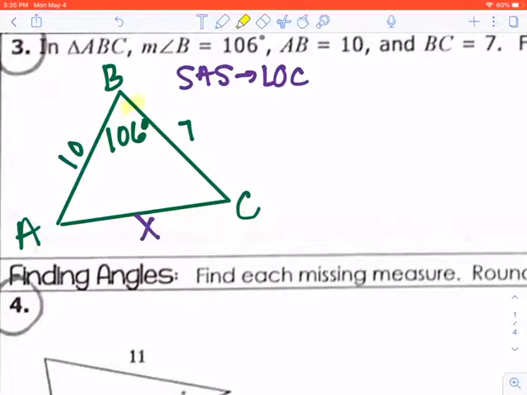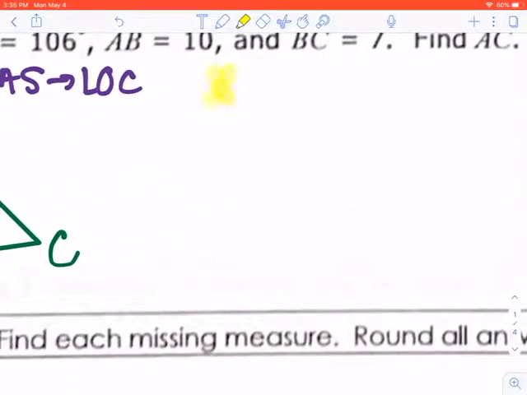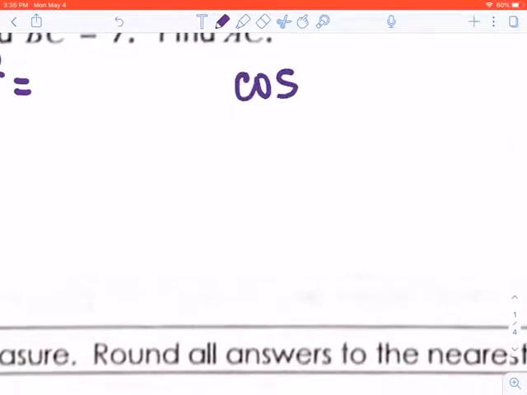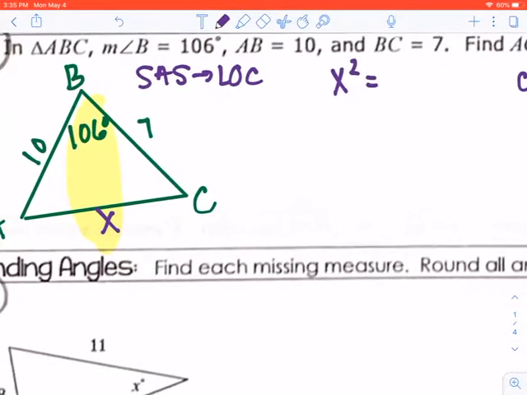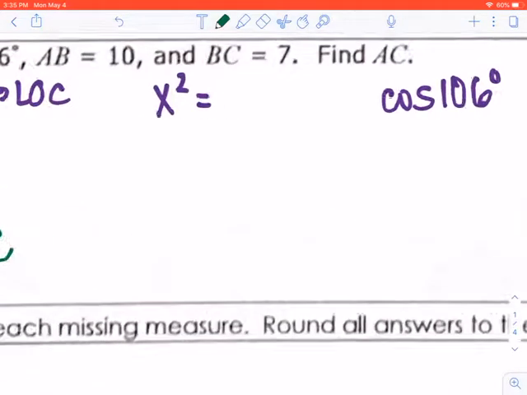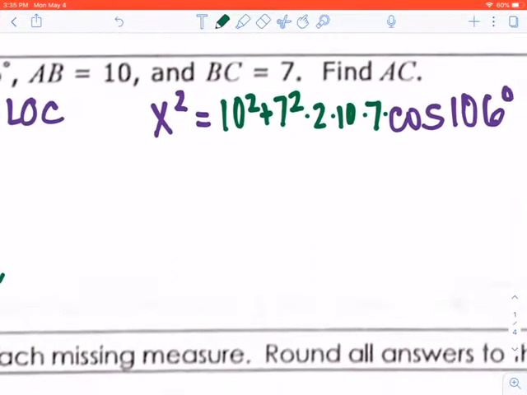So here is my angle side pair, 106 and x. Those are the values that are going to be on the outside of my formula. So it's going to be x squared equals, and then on the other side, the cosine of 106 degrees. Then the other two sides, the 10 and the 7, will be in the middle. Doesn't matter which one's first and which one's second. So it's just 10 squared plus 7 squared minus 2 times 10 times 7 times the cosine of 106 degrees.